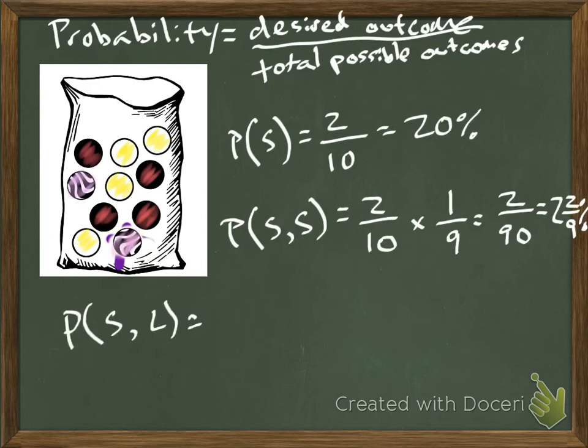Well, let's look at something that might be more likely to happen. In this case, picking a strawberry followed by picking one of those lemons. Well, the probability of my first event was 2 out of 10. The probability of my second event is still dependent. Although there were still 4 yellow or lemon in my bag, there are now only 9 total. So that means my second probability is 4/9.